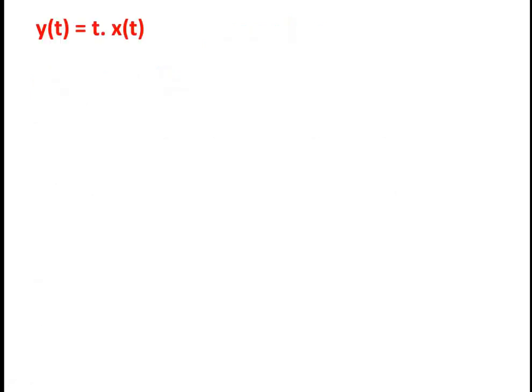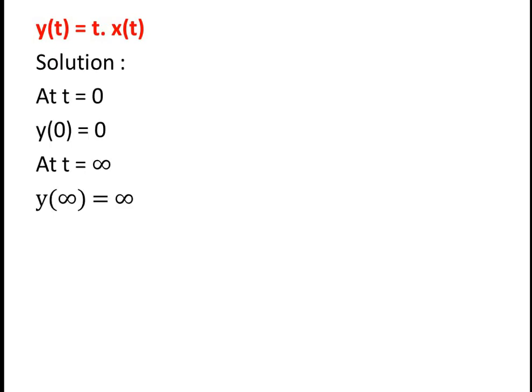The second numerical problem is y of t equal to t times x of t. At time t equal to 0, what will happen? We will get y of 0 equal to 0 into x of t. Whatever may be the value of x of t here, we are going to replace x of t with a bounded input, either a DC signal or unit step signal, or even sin or cos theta. Whatever the value of x of t, we have t in proportion to x of t. So if we substitute the value of t as 0, what will happen? The entire equation will become 0.